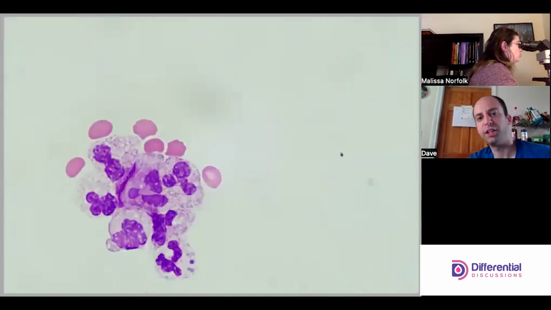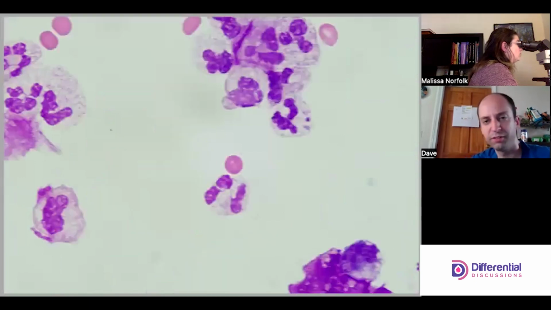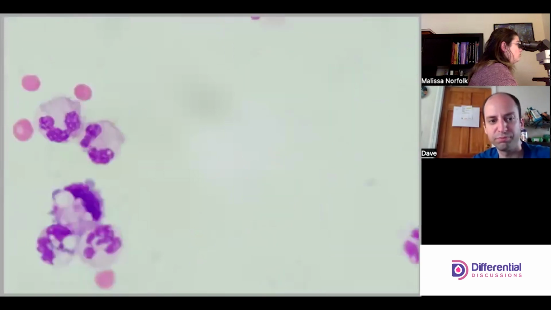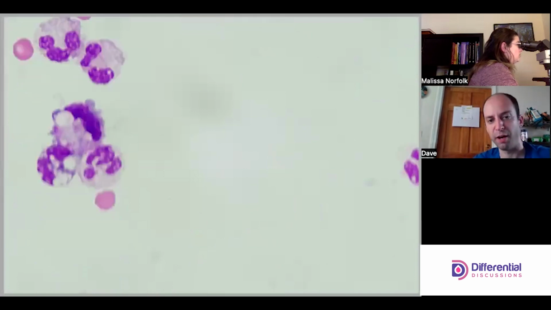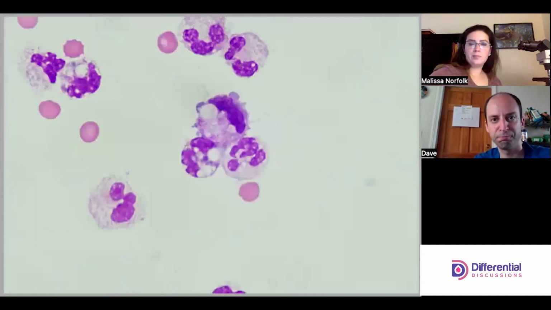So it's not uncommon to see a lot of phagocytic cells in a BAL. We're consistently seeing a predominance of neutrophils and occasional monos and macrophages.